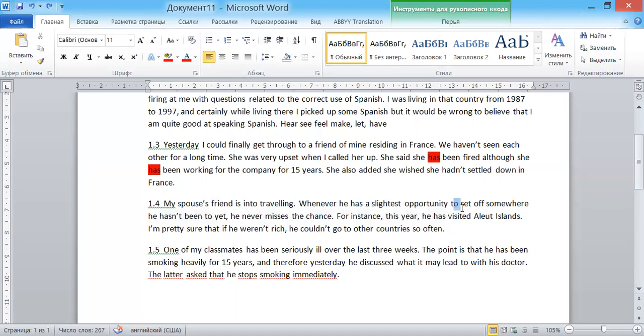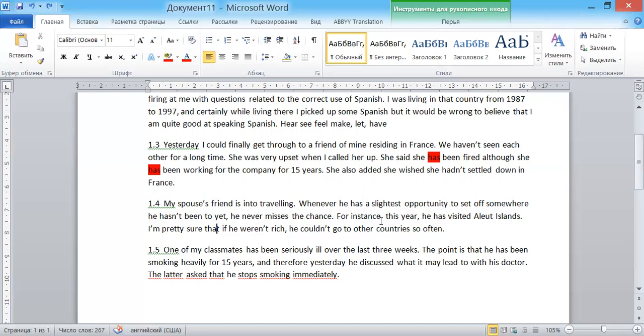But then the infinitive, we use infinitive. Yes, it's okay to use infinitive here. Whenever he has a slight opportunity to do what? To set off somewhere he hasn't been to yet. The use of the present perfect tense in this sentence is correct because we talk about somebody's life experience, and whenever we talk about it, we use the present perfect tense. He never misses the chance, right? Why the chance? Because we have described the chance, what it is here, to go somewhere.